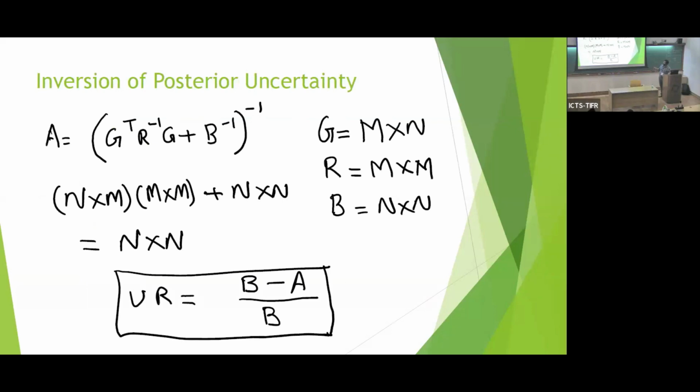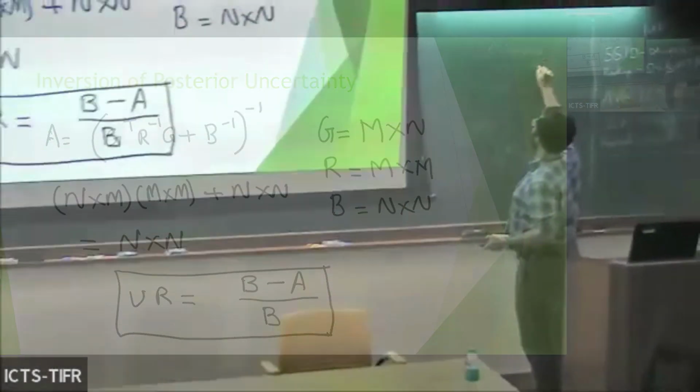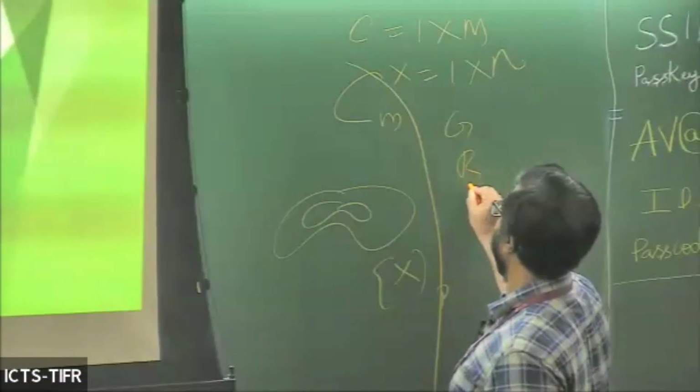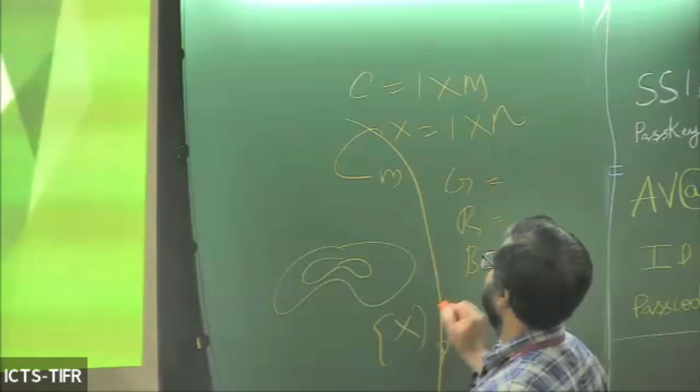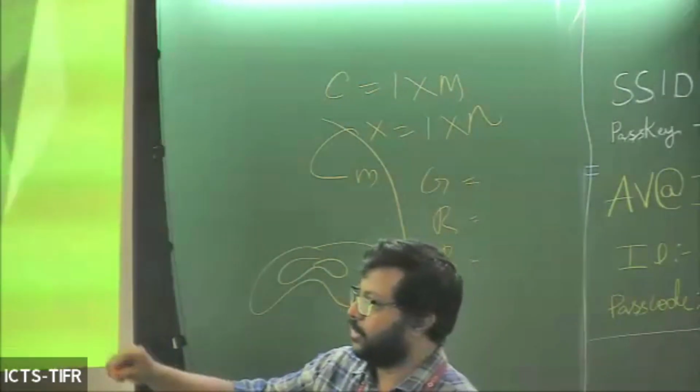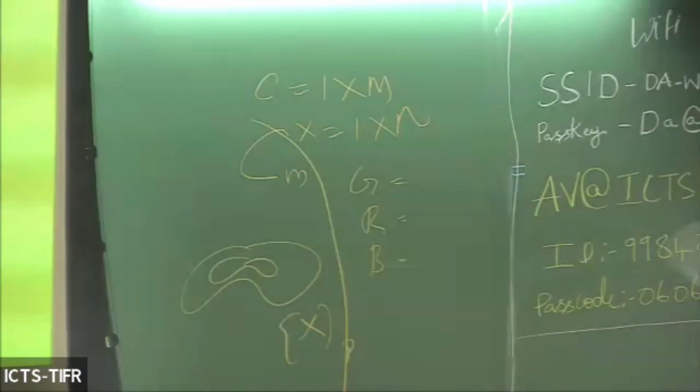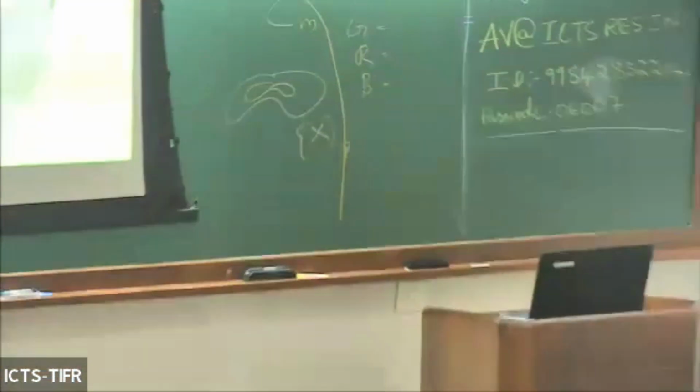That's all you need. So you get G, which is m by n, R, which is m by m, B, which is n by n. Then you can calculate this. So the others also. What are the others? What is not written here? C, which will be 1 by m, X, which is 1 by n. What else? The G, R, B. Somebody wants to work out, can you do this inversion with these dimensions? Dimensionally they should match, otherwise things will not work.